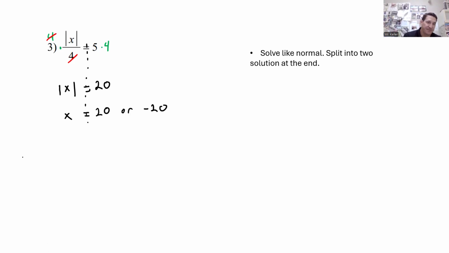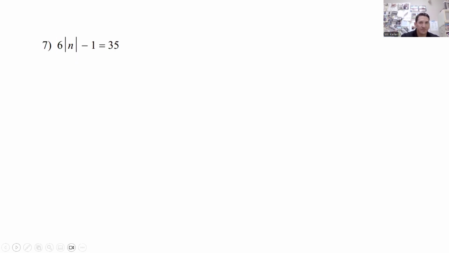Either or. Actually, I like writing it like this, where you write the x twice. I know it's slightly more, but that's going to help us when we get a little bit further on. So two solutions, positive 20, negative 20.